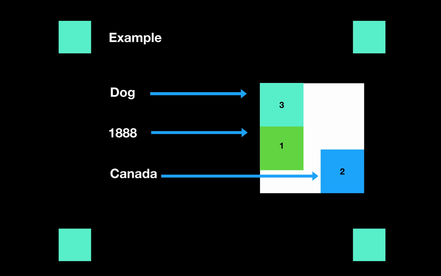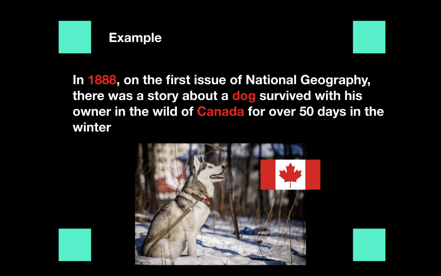And then with all those orders and items separated in order, I create a story with the three words. In 1888, on the first issue of National Geographic, there was a story about a dog who survived with his owner in the wild of Canada for over 50 days in the winter. So we can look at the graph, and it's a dog in the winter who lives in Canada, and in that harsh weather, he survived with his owner. So it becomes a very significant story, a very powerful story, and we can remember it much easier. And it also helps us know National Geographic was born in 1888.